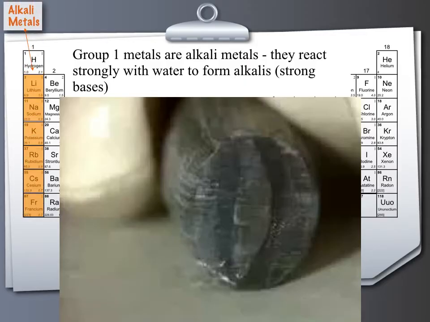The alkali metals. The group 1 metals are alkali metals. They react strongly with water to form alkalis. Now, when we were talking about Dobereiner, we were saying that he had lithium, sodium, and potassium in a triad. They're also, if you look on the periodic table, the first 3 alkali metals. There are others that were discovered after his lifespan.